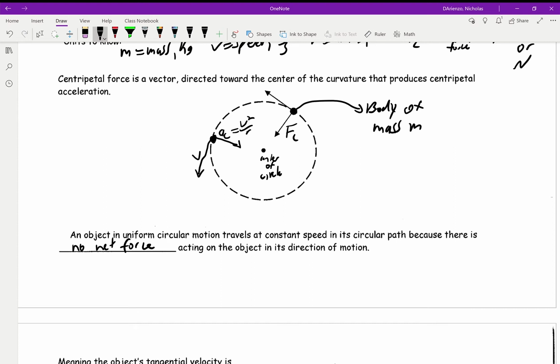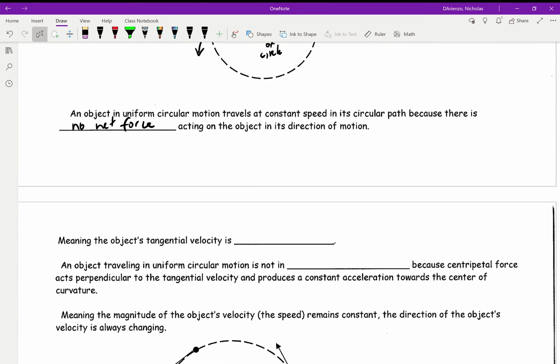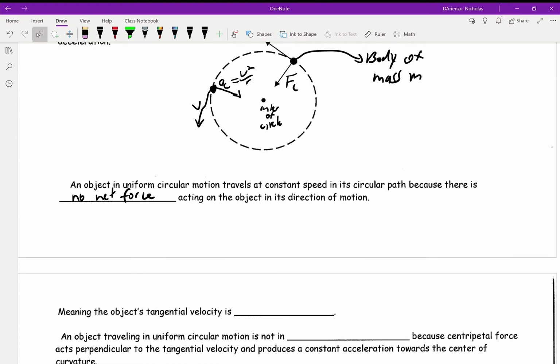Nothing is going to cause it to veer off of its path. It certainly can, but when we're talking about uniform motion, there is no net force acting on the object in the direction of its motion. So it's going to remain the same speed. Our velocity magnitude will remain the same.